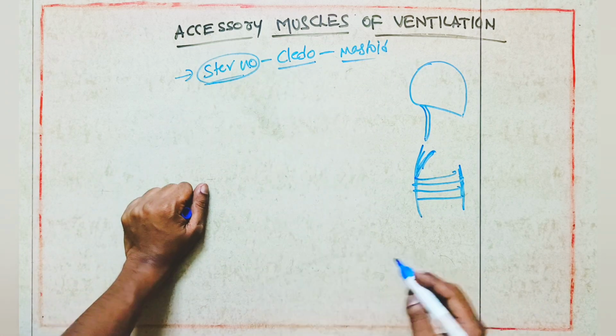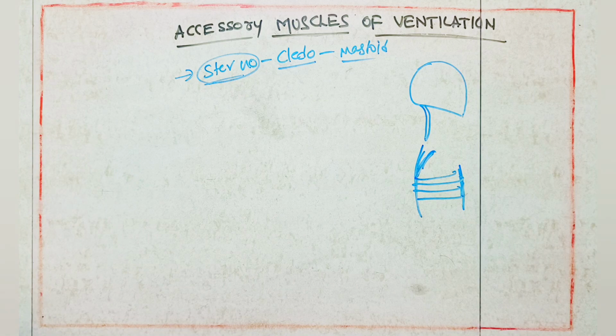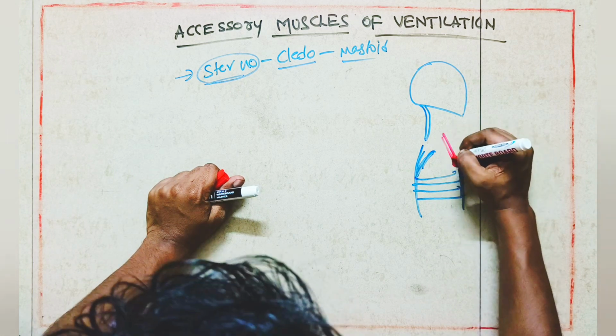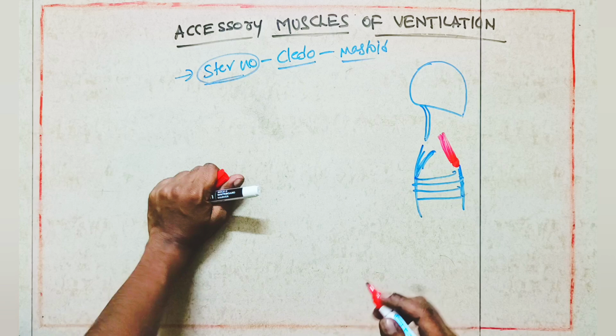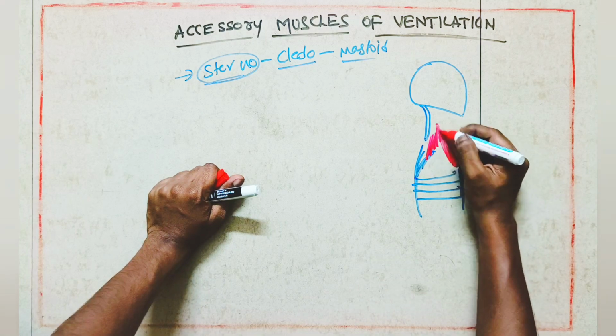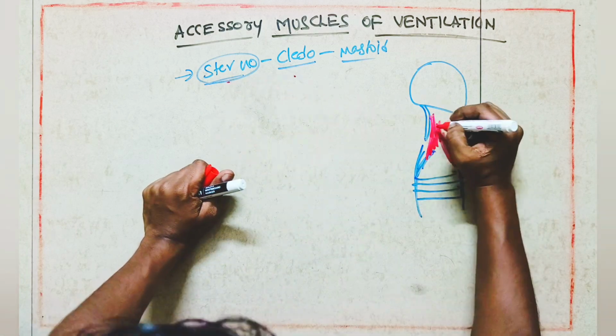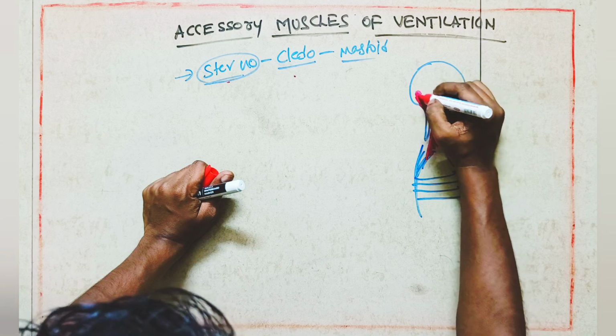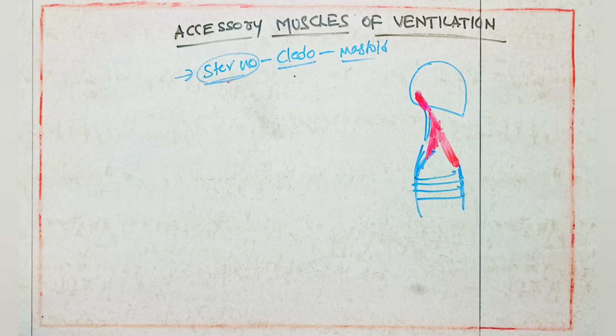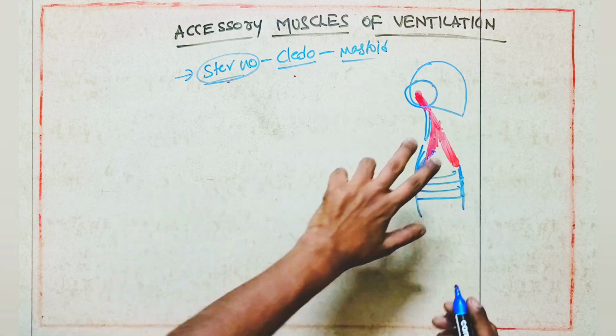The sternal portion means the muscle starts from the manubrium, and cleido means the muscle also starts from the clavicle. That is sterno and cleido. Mastoid: it inserts over the mastoid process of the temporal bone. So this is the sternocleidomastoid.